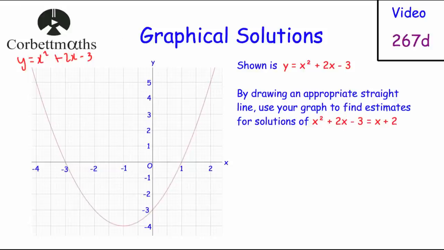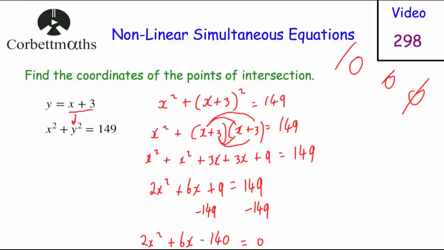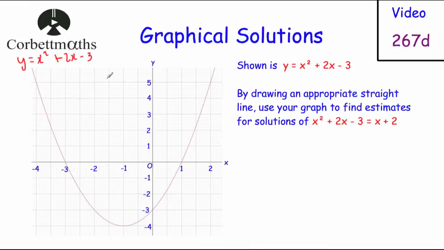Now, whenever we looked at simultaneous equations earlier, like this one here, where we've got y equals and y equals, I mentioned that whenever you solved it, it would give you the coordinates of where they intersect each other. So if you had y equals something and y equals something, if you then solve those simultaneous equations, you find out where they intersect each other. So if we go back to our graph, as you may notice here, we've got our quadratic, our x squared plus 2x minus 3, on this left-hand side of the equation. And on the right-hand side of the equation, we've got x plus 2.